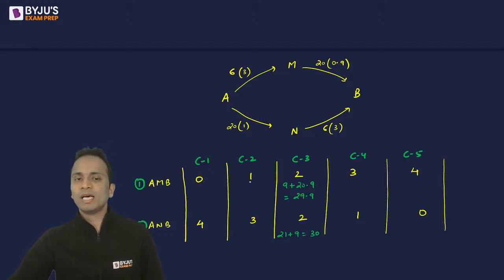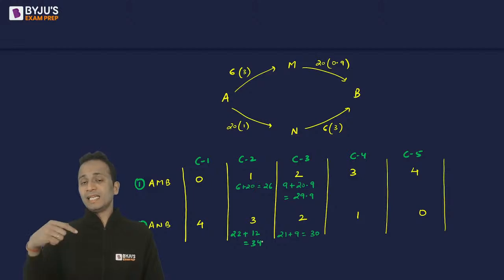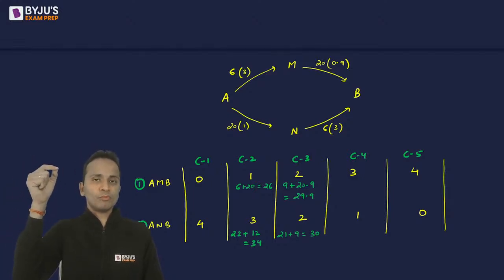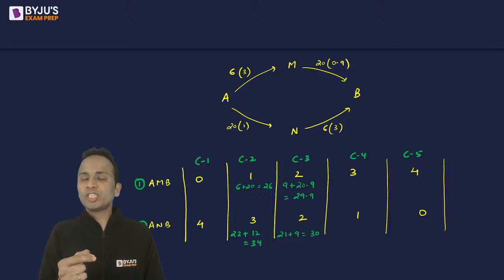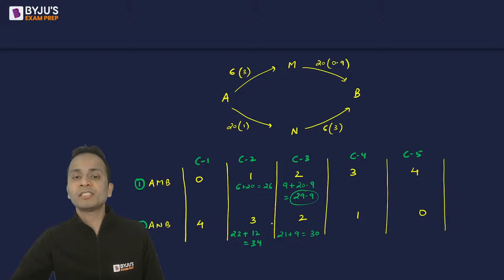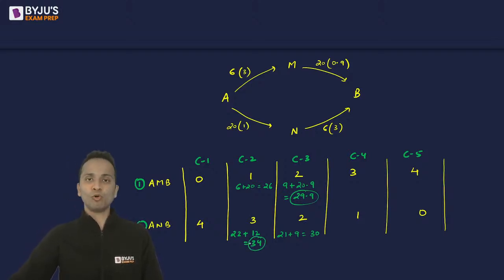Case number 2 will arise. So only one car will take 6 plus 20, that is 26 minutes. And 3 cars are traveling from route number 3. They will take 20 plus 1 plus 1, 22, plus 6 plus 3 plus 3, that is 12, which is 34 minutes. Now the car which was earlier traveling from route number 1 has decided to switch to route number 2. Earlier that car was taking 29.9 minutes. Now this car will start taking 34 minutes.